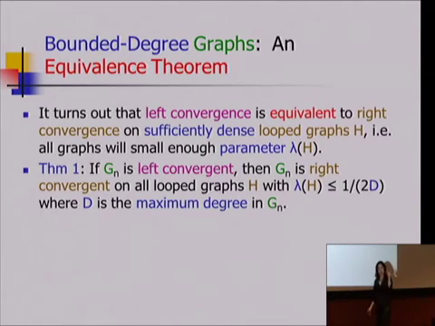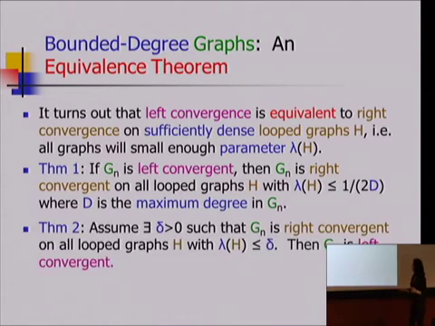And if you know statistical mechanics, the inverse temperature being less than 1 over twice the degree is the kind of thing you often see in a high temperature expansion, in kind of an optimal high temperature expansion. And if G_n is right convergent for lambdas small enough, if there's some lambda such that it's right convergent for all H with lambdas smaller than that, then it's left convergent.